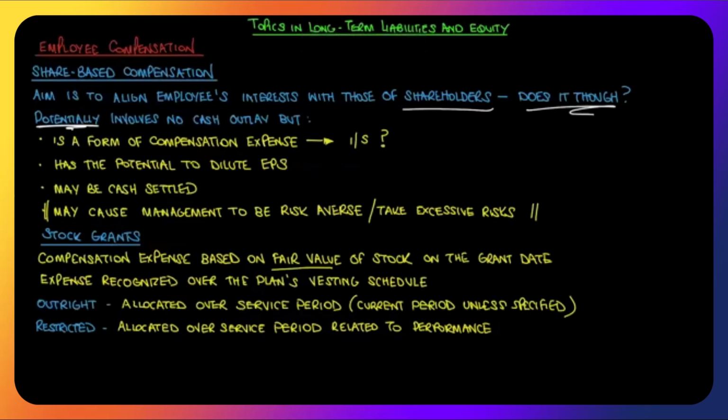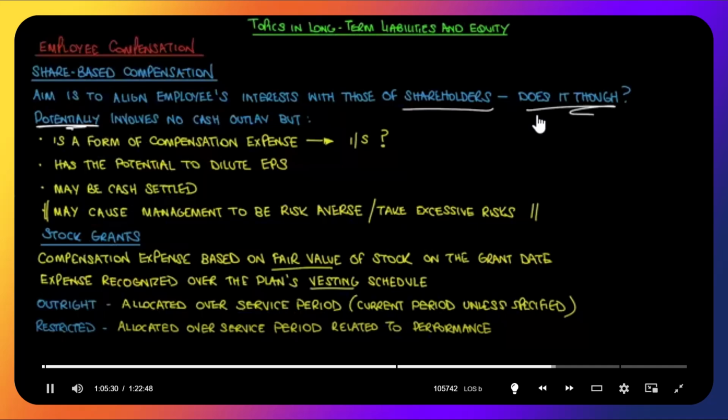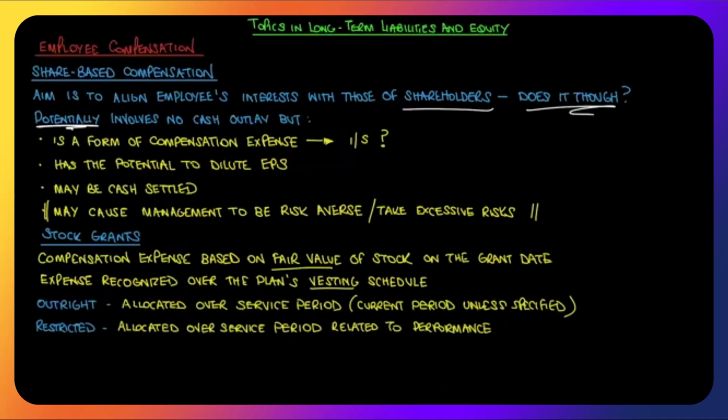The expense is then recognized over the plan's vesting schedule. How long does it take for the employee to earn the right to receive this stock? Could just be an outright grant, so it's over a service period. It will vest over 3 years. If you stay with the firm for 3 years, you get the stock. Let us spread the expense over those 3 years. If it doesn't specify 3 years, it's just the current period.